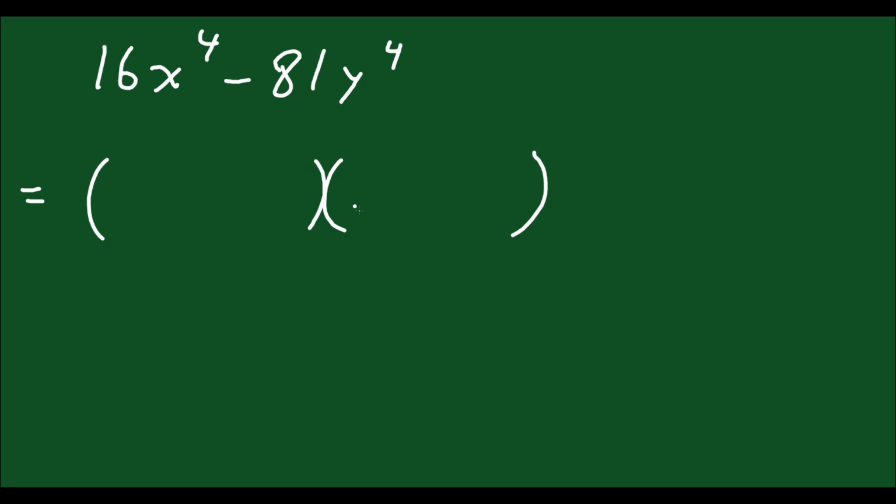What if I gave you this one? What if I said 16x to the 4 minus 81y to the 4? Same idea. Square root of 16x to the 4 is 4x squared. And then 81y to the 4 would be 9y squared. And you write it over here as well.